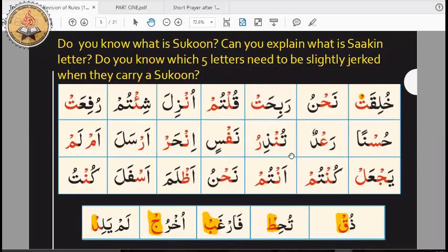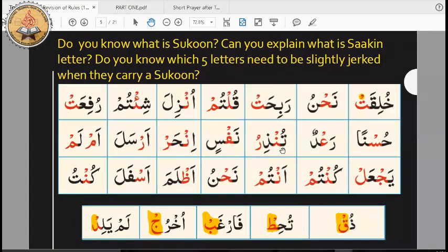What is the second letter? Yeah, what is the second letter? Can you explain what's the second letter? That was one of the questions at the top of the page. It's very simple. What is a sukoon? What is a sukoon? Okay, let me help you out.